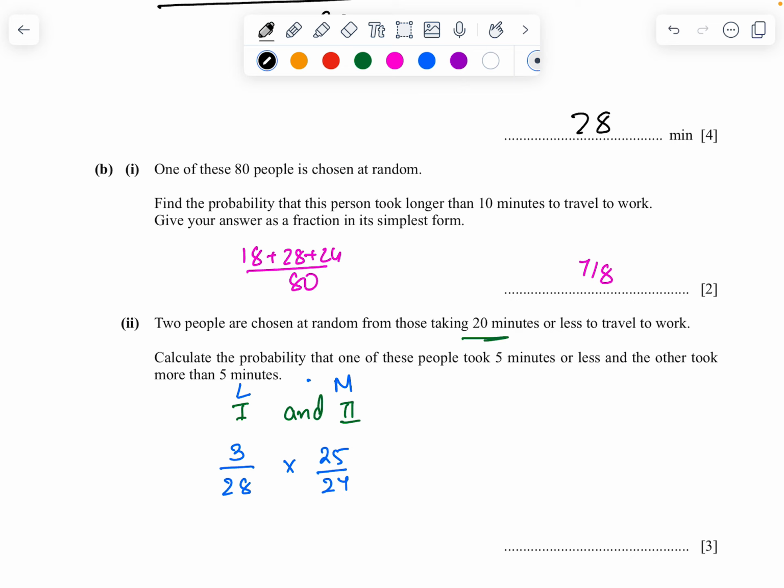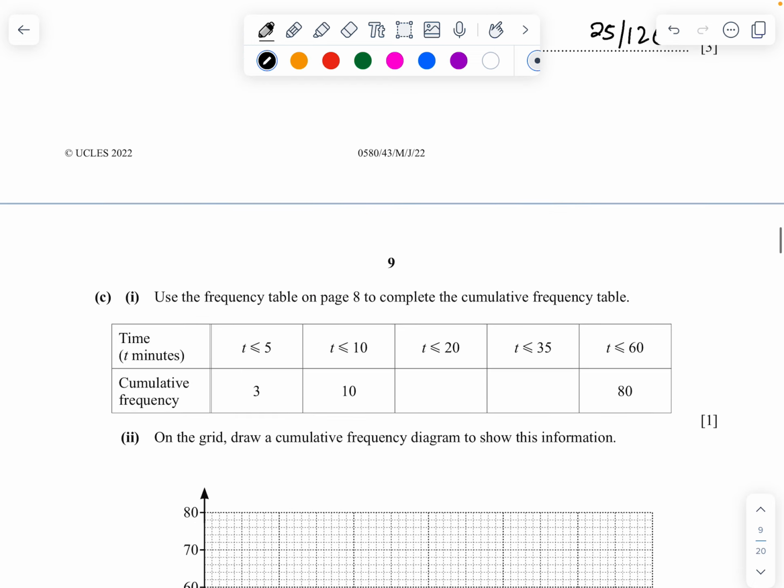But it can be the other way also. The first person can take more than 5 minutes and the second person can take less than 5 minutes. So 25 upon 28 and 3 upon 27. So add both. That's going to be the answer, which is 25 upon 126.